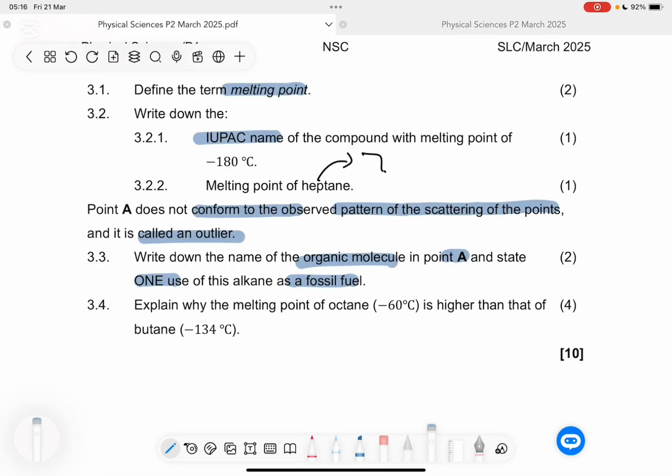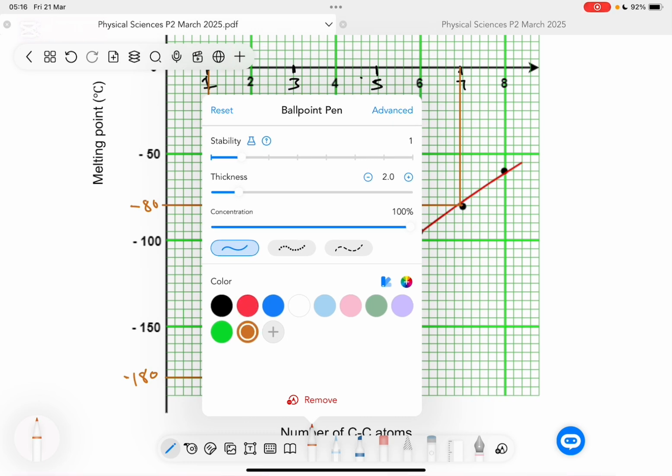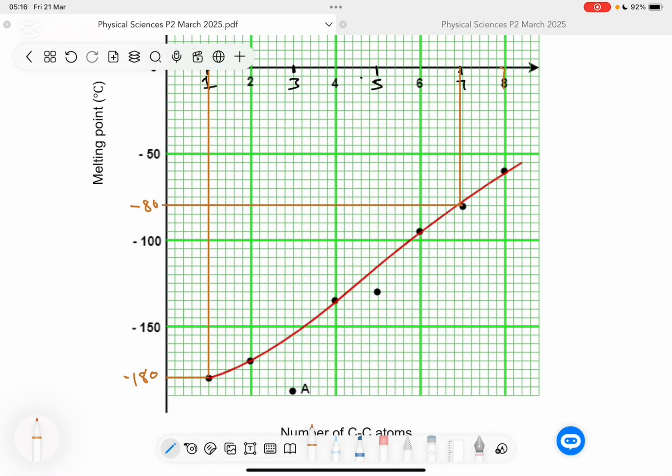Now we go to question 3.4, which is the last question, and they say to us here we should explain why the melting point of octane, which is at negative 60 degrees Celsius, is higher than that of butane, which is at negative that. So when we look at octane, we can see that is the last molecule we're dealing with here, and our octane here would be marked. We'll read it off here at this point.